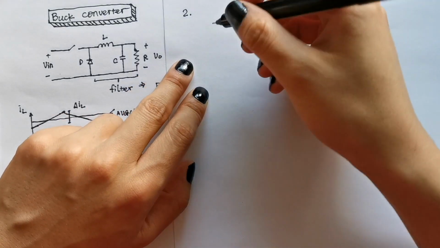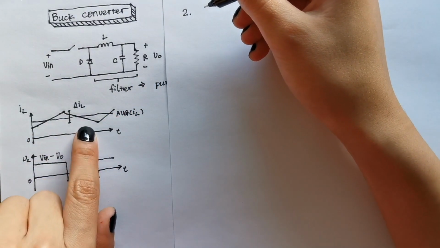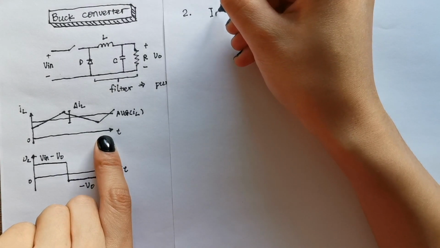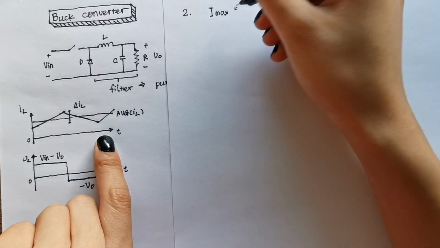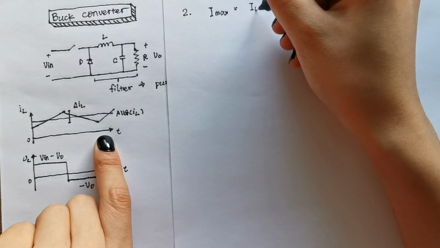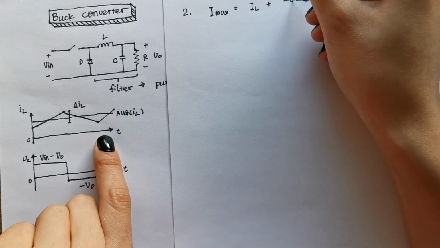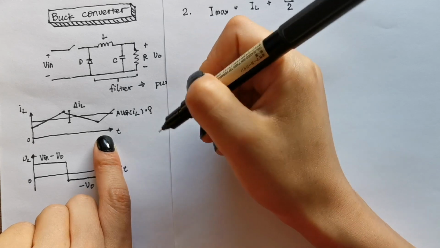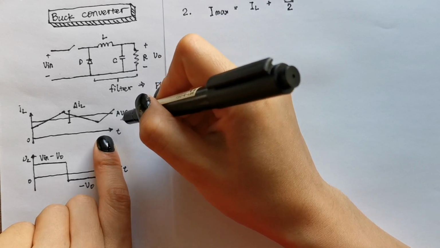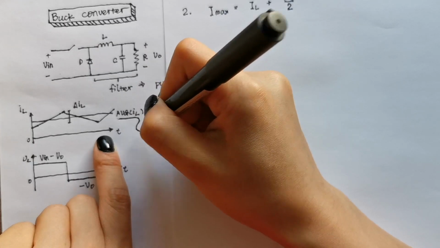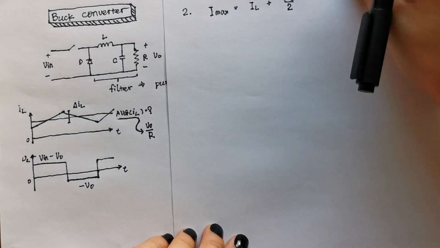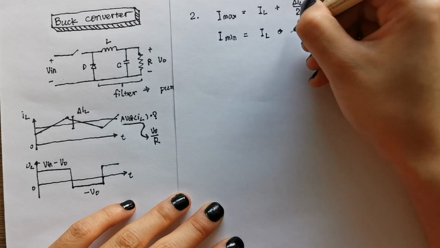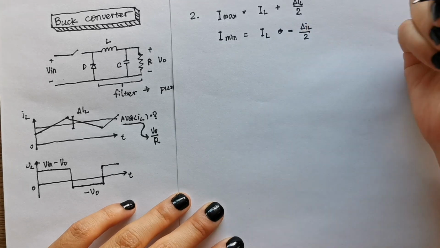Second, since we know the change in inductor current, the maximum and minimum values of the inductor current can be calculated. The maximum inductor current is the average inductor current plus delta IL divided by 2. I forgot to mention that the average inductor current is actually the output current, which is Vout divided by R. The minimum inductor current is IL minus delta IL divided by 2.